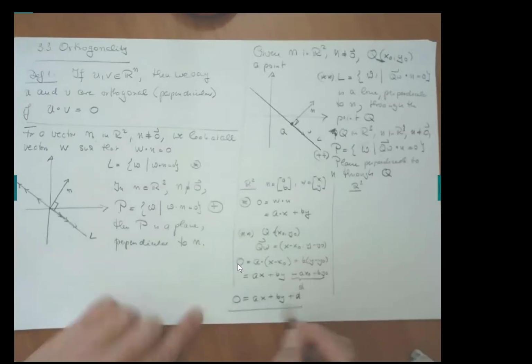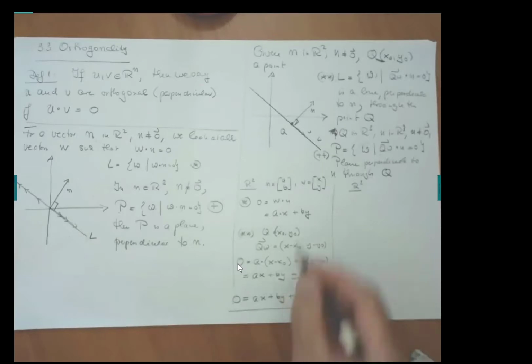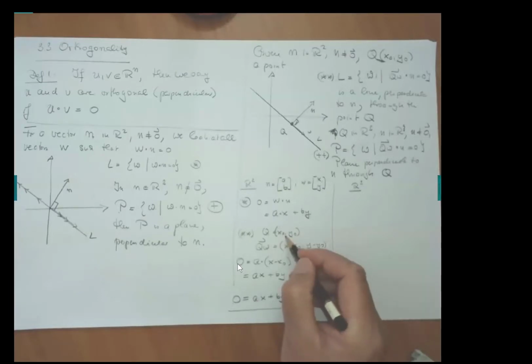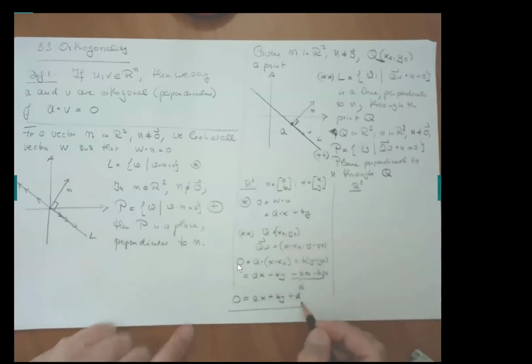So this again, in two components in R2, is the equation of a line which is perpendicular to the vector AB and goes through the point Q. So again, that means an inhomogeneous equation in 2 dimensions is always the equation of a line. Again, that goes back to the first day of class.